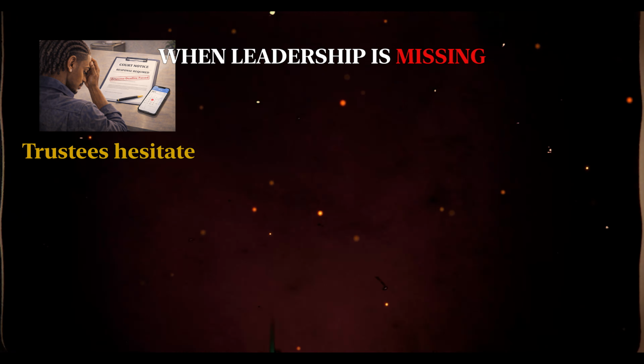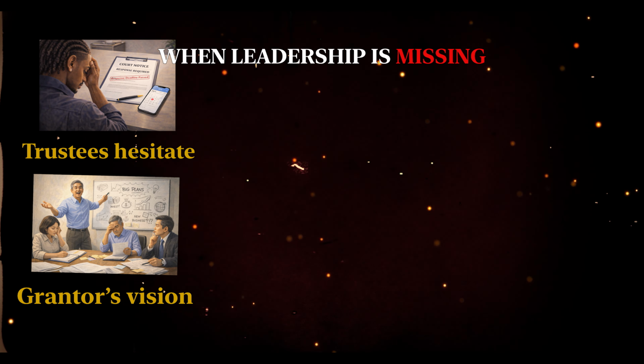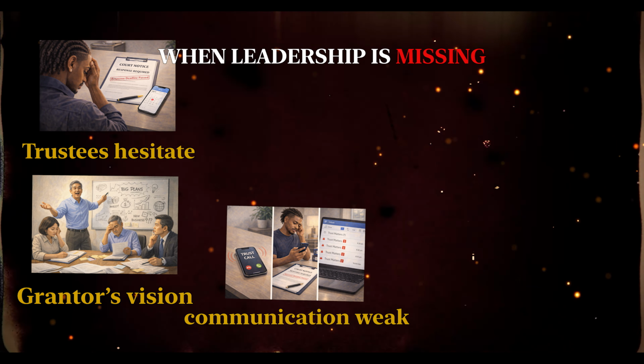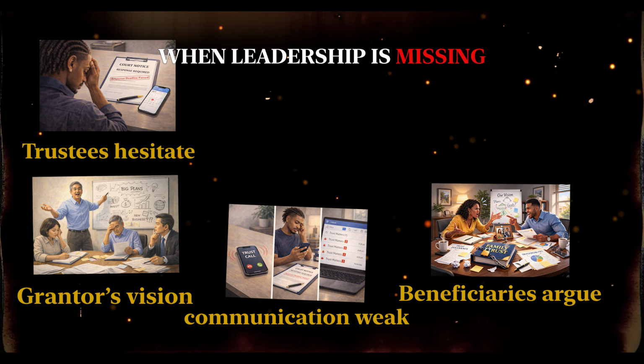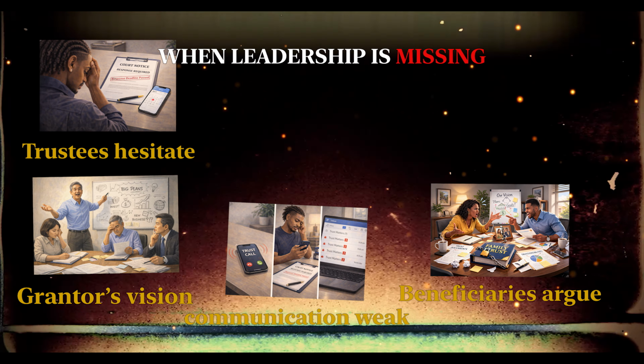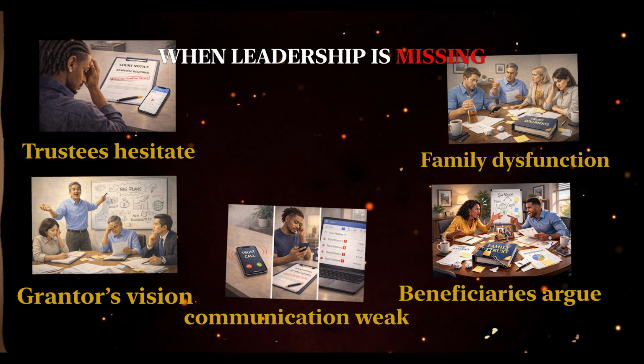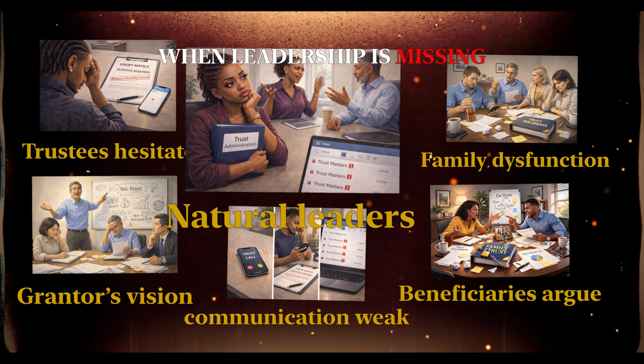When leadership is missing, several patterns appear. Trustees hesitate to take a position. The grantor may have vision, but lacks leadership ability. Communication becomes weak. Beneficiaries remain uninvolved or argue amongst themselves. Family dysfunction affects decisions. Natural leaders may be pushed aside.